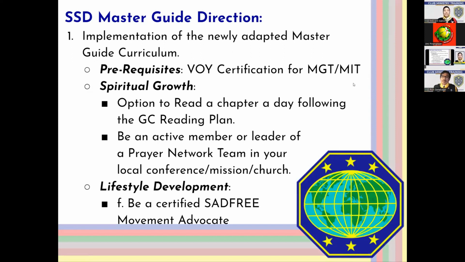Okay, number 2 in the summary is the spiritual growth. I already mentioned the option to read a chapter a day following the GC reading plan as an option to the other requirements that are already there. And in addition, Master Guide trainees or MITs must be an active member or leader of a prayer network team in your local conference, mission, and church. And this can be certified and placed together with the portfolio that you have to submit in order to prove that you have finished all the requirements.